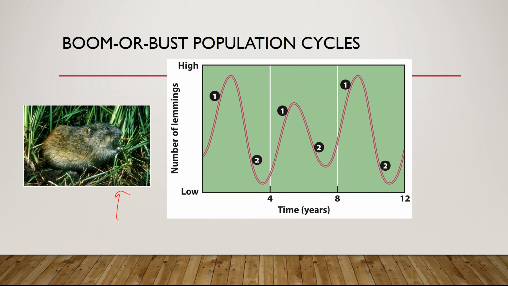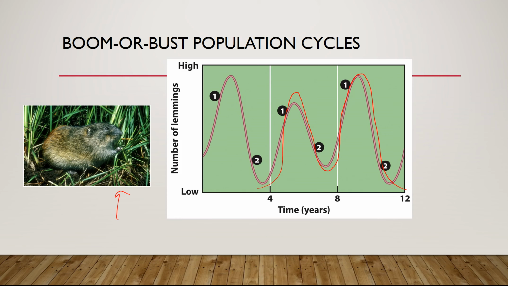Those density-dependent factors take over, and that population plummets. All right, and that decreases the effect of those density-dependent factors, so that population skyrockets up again, and then they take over, and then it skyrockets up, and then they take over. That's a normal population curve for lemmings specifically.